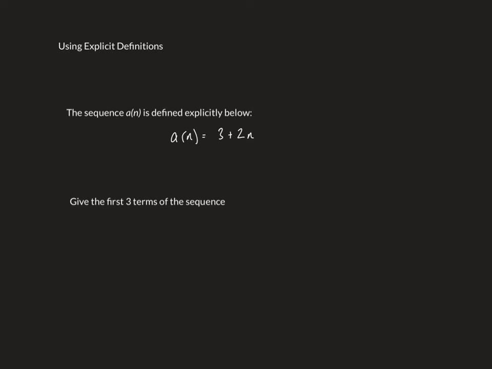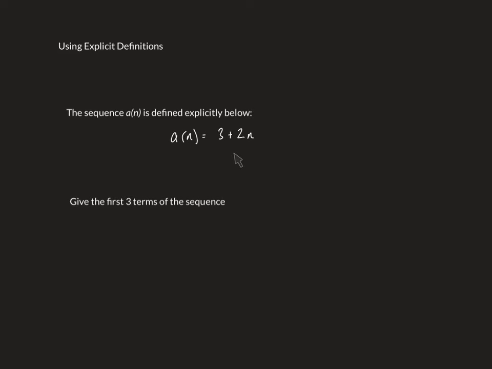Okay guys, so now we're going to start talking about explicit definitions of sequences, and hopefully you'll find that these are a little bit more useful than recursive definitions. So the sequence A of n is defined explicitly here to be 3 plus 2n. And then we're asked to give the first three terms of the sequence. When we were using recursive definitions, this would have taken us some time, but here you'll notice this is just one statement.